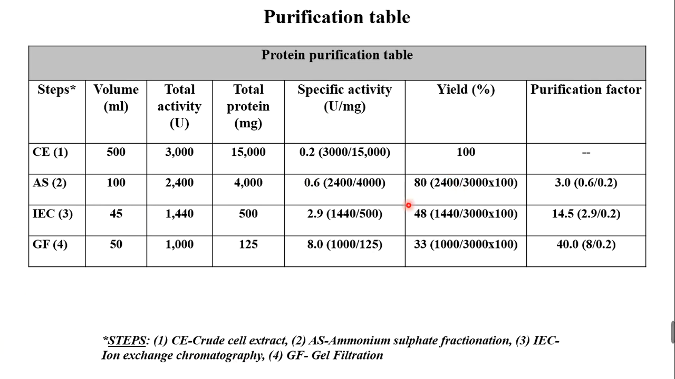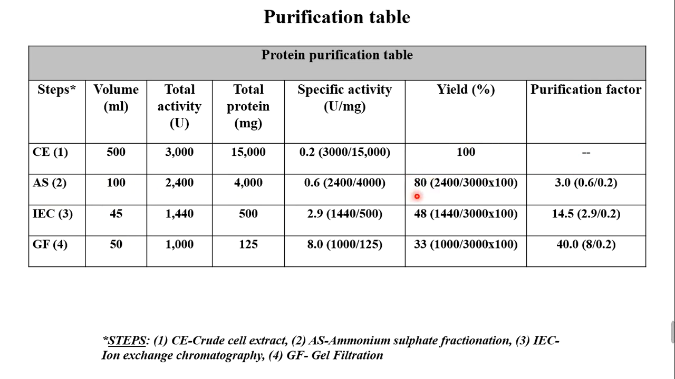Coming to the yield, what is the total yield of this step? Ammonium sulfate is the first step of purification, this is the second step, and this is the third step. This is not a purification step, this is the starting material, so there is no purification factor, and 100% of your enzyme is present here. From the 100%, how much did you get for the second step? That is approximately 80%.